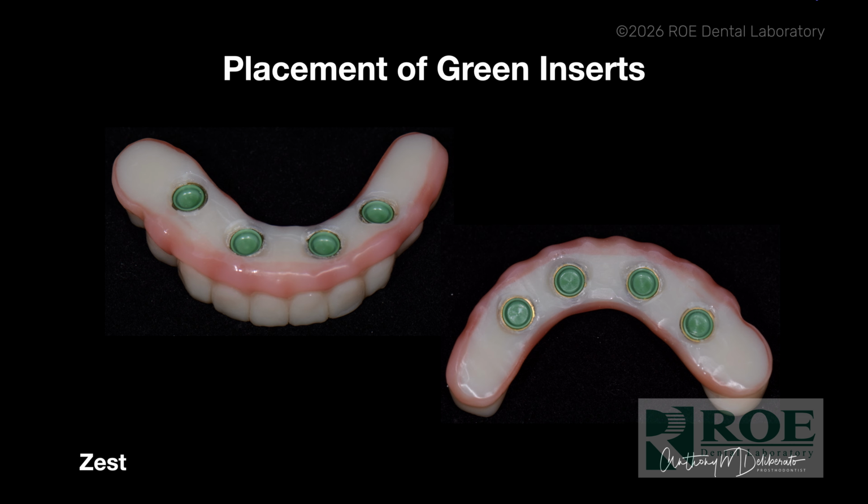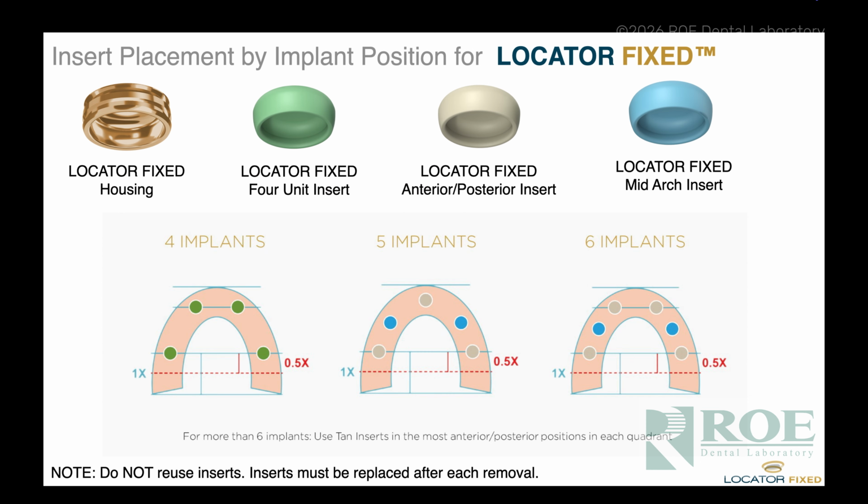And now we've placed our green inserts and we're ready to try it in the patient's mouth. Now when we have more than 4 inserts, the greens would be too retentive. So when there's more than 4, we're going to use our tan inserts in the anterior and posterior regions, and we're going to use our blue inserts in the mid regions.